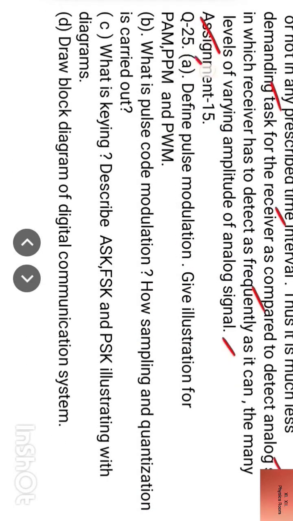Assignment 15 continues. Question number 25. A, define pulse modulation. Give illustrations for PAM, PPM and PWM. B, what is pulse code modulation? How sampling and quantization is carried out. C, what is keying? Describe ASK, FSK and PSK, illustrating with diagrams. ASK for amplitude shift keying, FSK for frequency shift keying and PSK for phase shift keying. D, draw a block diagram of a digital communication system.